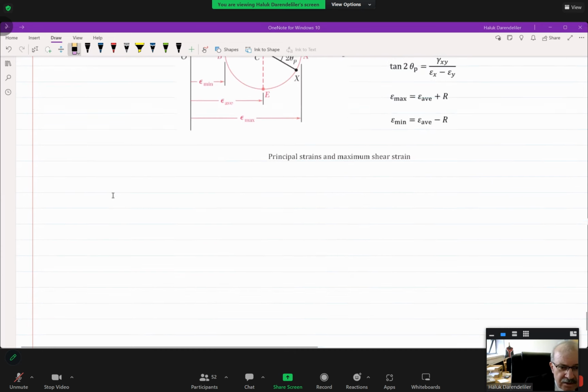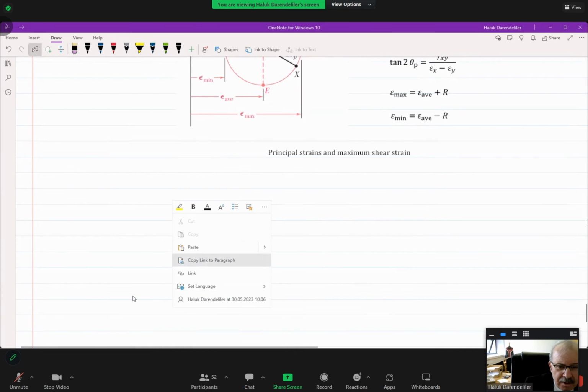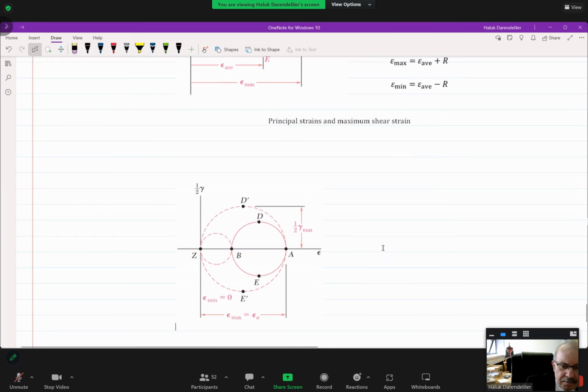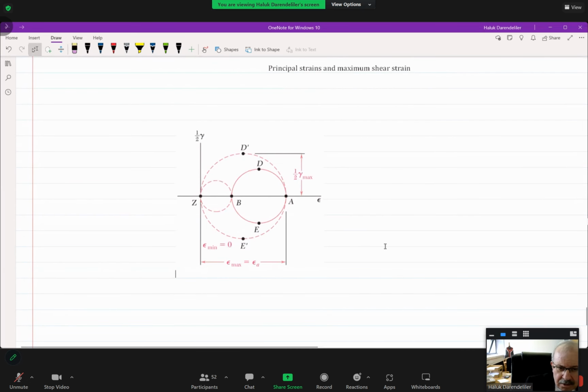And for example, this is the three-dimensional circle for plane strain by considering the other two, because if you are using plane strain, there is always a third strain which is zero, as we discussed previously. Okay. What else?